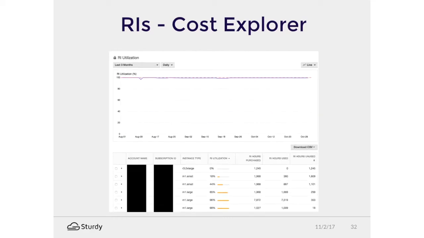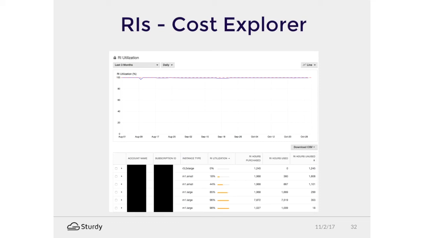This is the opposite tool. This is RI utilization. So where the other tool is designed to show you where you need to buy more RIs, this tool is designed to show you where you have excess RIs. You can see here it's pretty good. There's not much in the way of excess RIs. The two lines are virtually on top of each other.